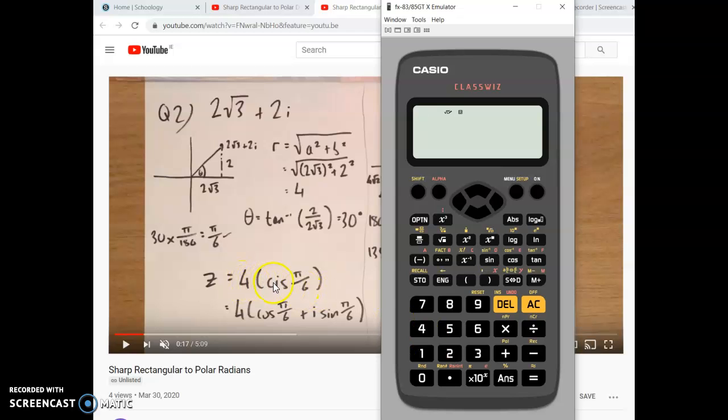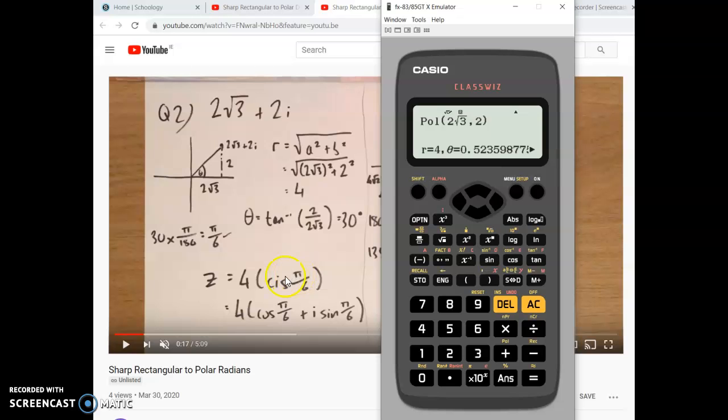So we know 4 cis pi over 6 is what I want here. So it's 2 root 3 plus 2i is my complex number. So shift and plus, 2 root 3, right arrow, comma, 2, close your bracket, equals, and we see it's got the modulus 4 that I want. The argument though, the angle is not in the form I want, it's 0.52, etc.